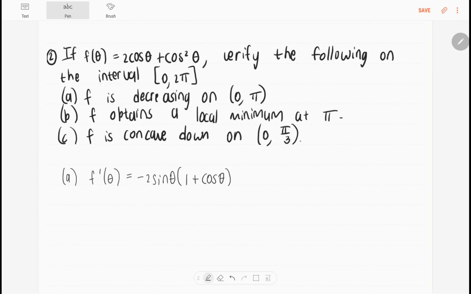So let's just quickly look at sin theta between 0 and 2 pi. That's how that function looks, right? 0, pi, 2 pi, and then 1 plus cos theta will look like this.